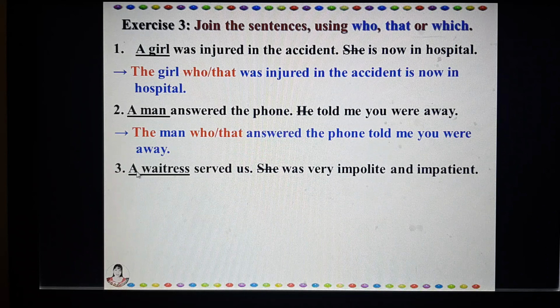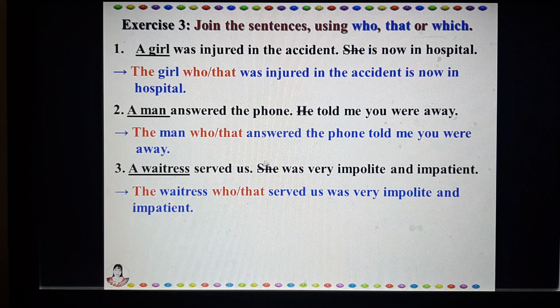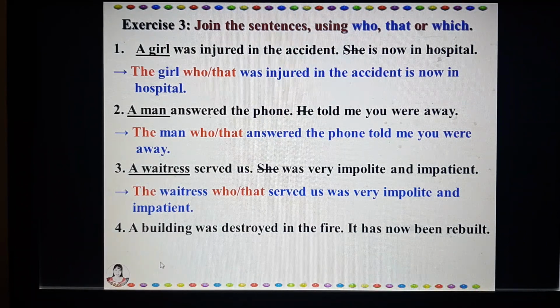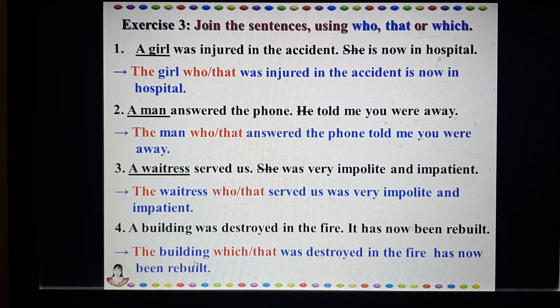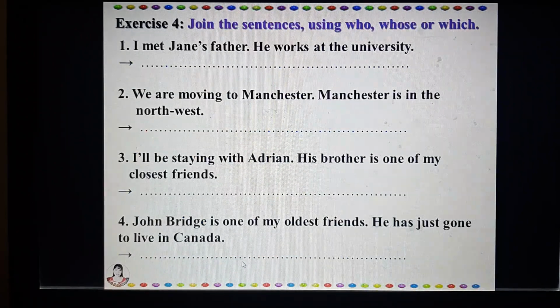Number 3. A waitress served us. You see, a waitress, we underline waitress and cross out she. The waitress who or that served us was very polite and impatient. And number 4. The building which or that was destroyed in the fire has now been rebuilt.